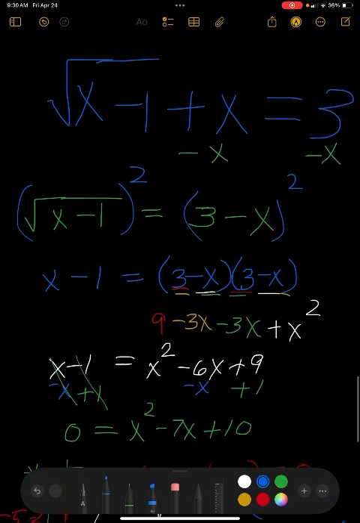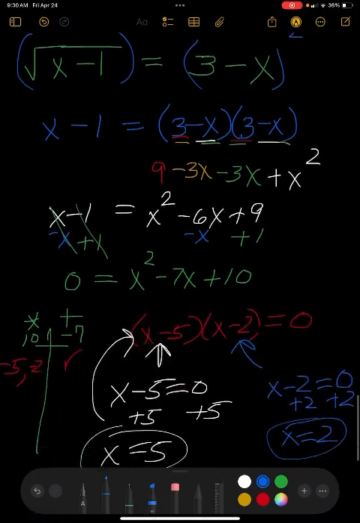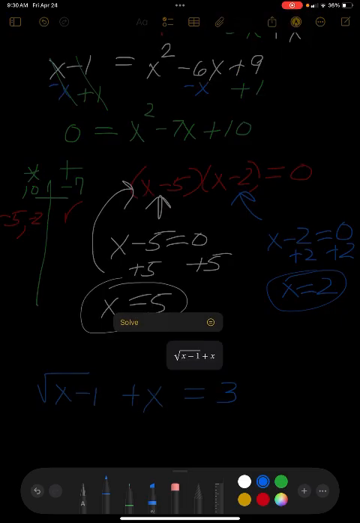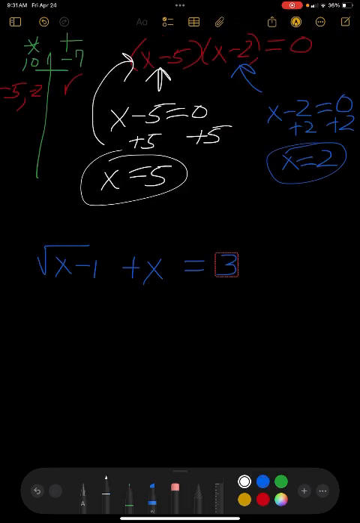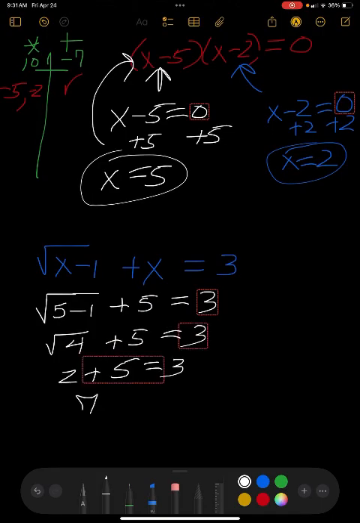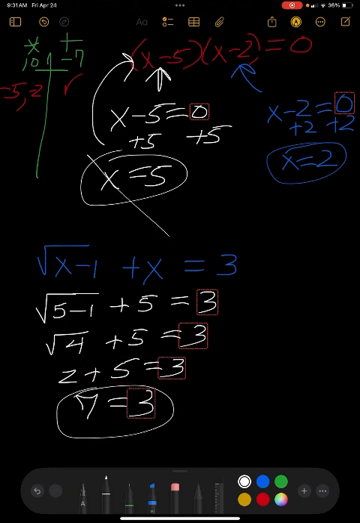So let's see. The original equation, square root of x minus 1 plus x equals 3. All right, so let's plug these in and see if it works for us. So we'll plug in 5 first. Square root of 5 minus 1 plus 5 equals 3. Square root of 4 plus 5 equals 3. So 2 plus 5 equals 3. So we get 7 equals 3. That is not true. So that means that this is an extraneous solution.